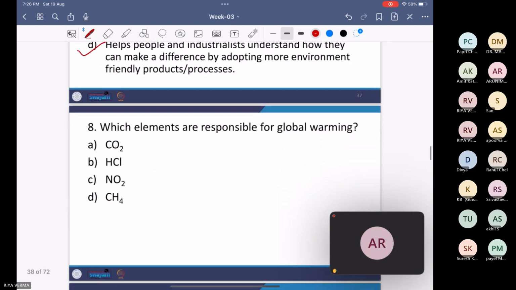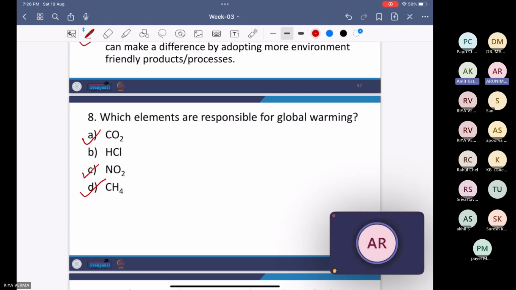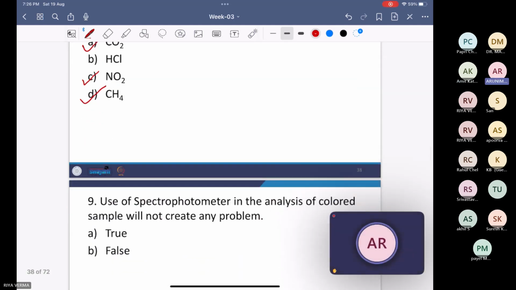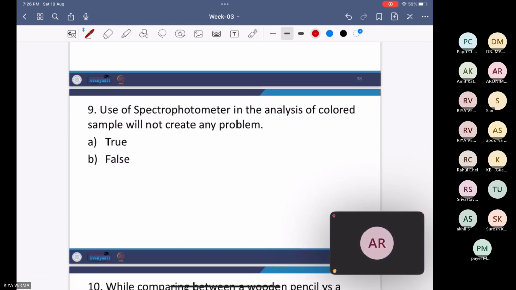Okay. So, which elements are responsible for global warming? Global warming, all of you must have heard. CO2, CH4, and what about NO2? That's nitrous oxide. Yes. All three are responsible for global warming, right? Then, use of a spectrophotometer in the analysis of a colored sample will not create any problem. Is it true or false?